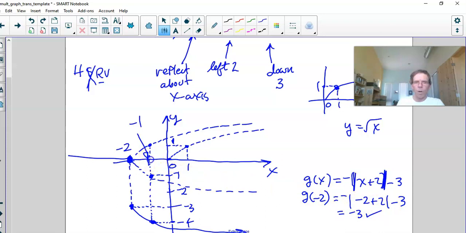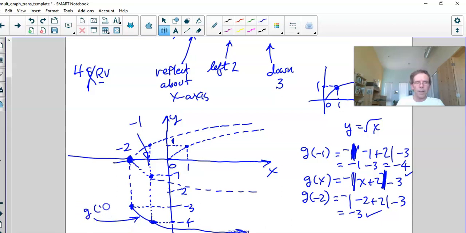Okay, let's go to -1 and see what happens. G at -1. We're hoping we get -4. Let's see if that happens. So we have, whoops, negative absolute value of -1 plus 2 minus 3. Well, the absolute value of -1 plus 2, that's the absolute value of 1, which is 1. And the negative makes it -1. So this is -1 minus 3, and that's -4. And that worked. So I think we're pretty sure that this graph right here is g of x.